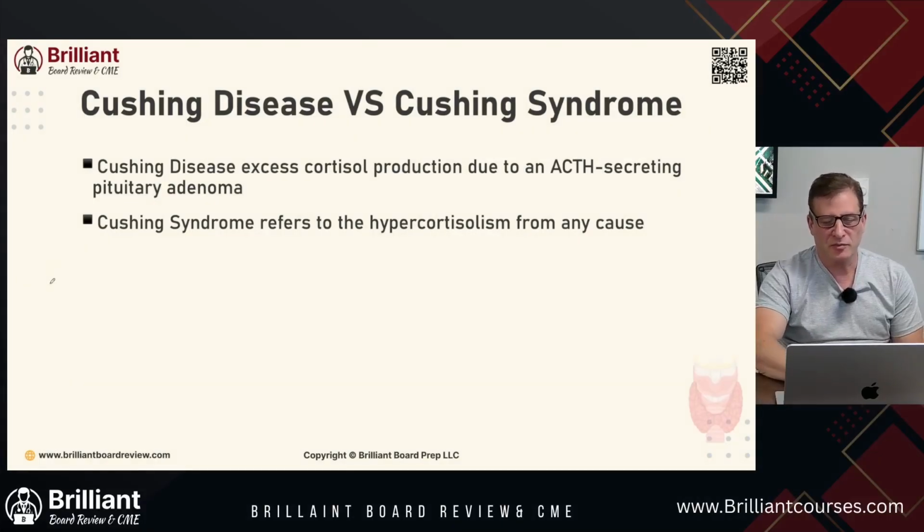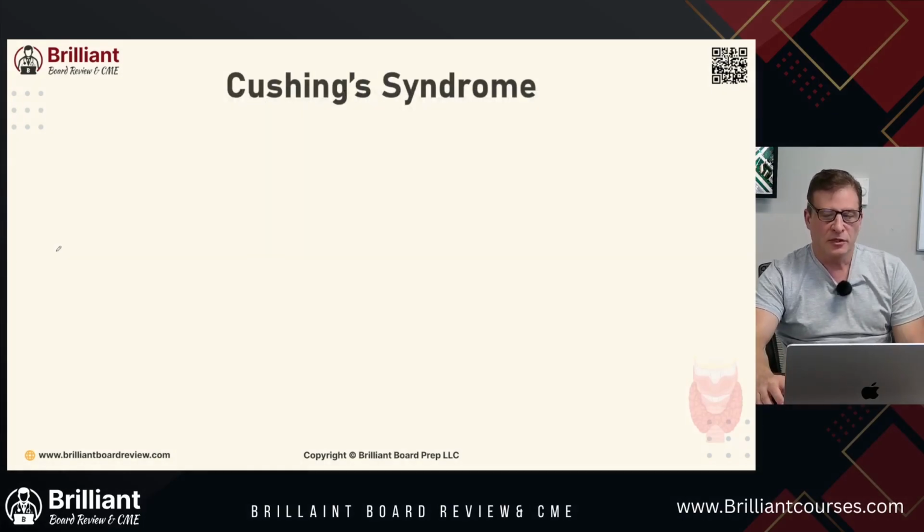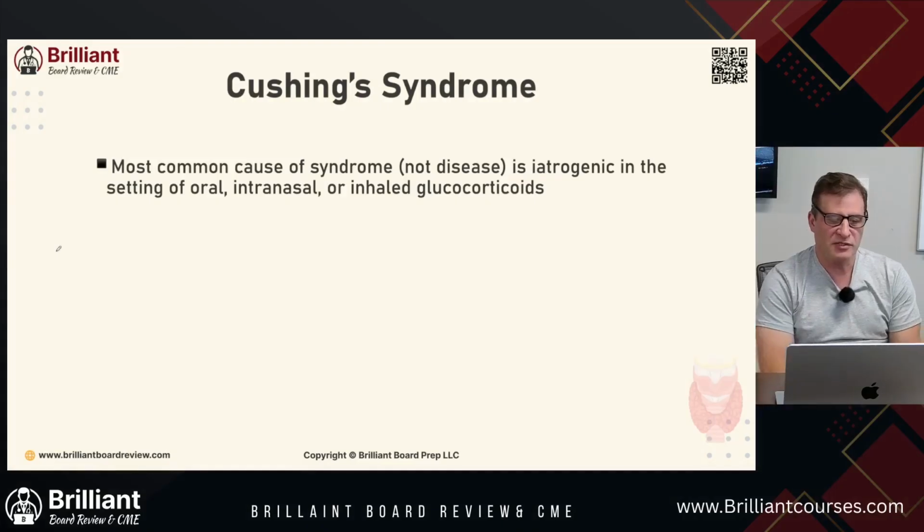What would this most likely be? It's iatrogenic. Iatrogenic, us providers have given them too much steroids. Cushing syndrome, most common cause of the syndrome, not disease, is iatrogenic in the setting of oral, intranasal, or inhaled glucocorticoids.